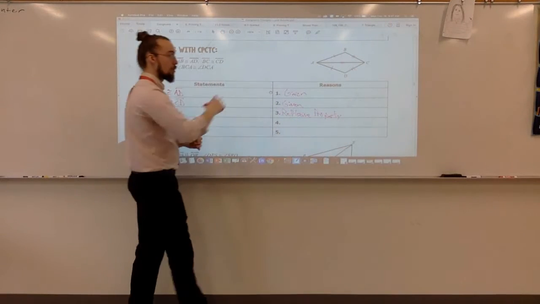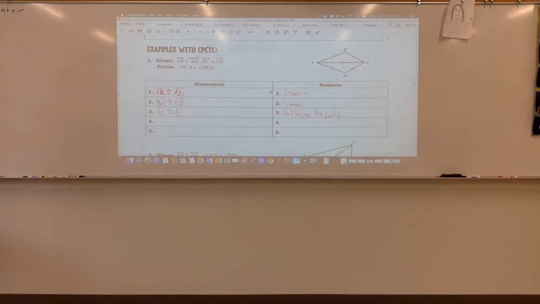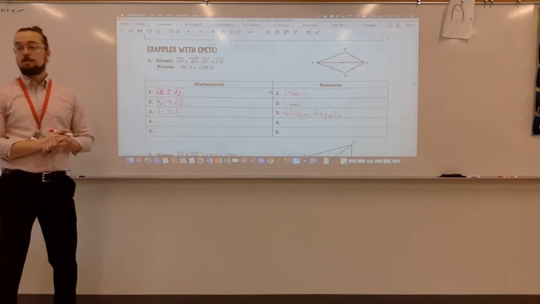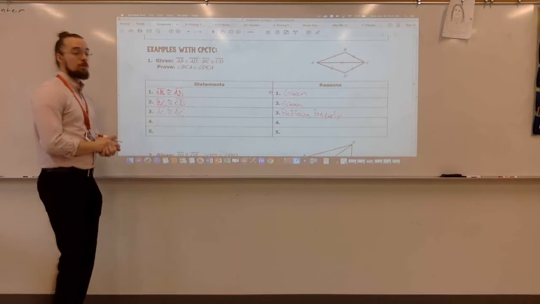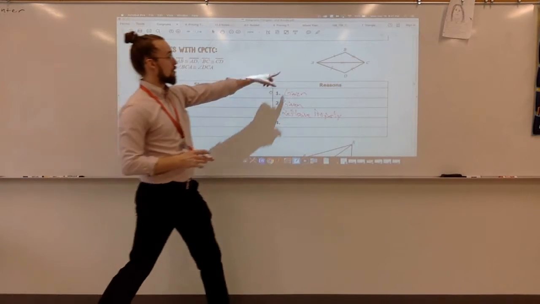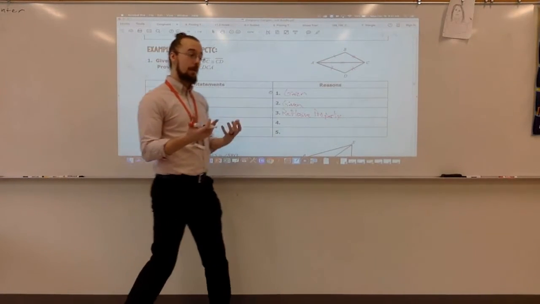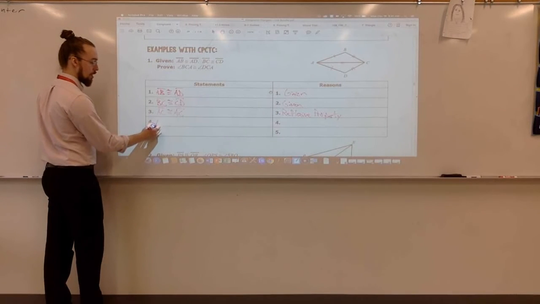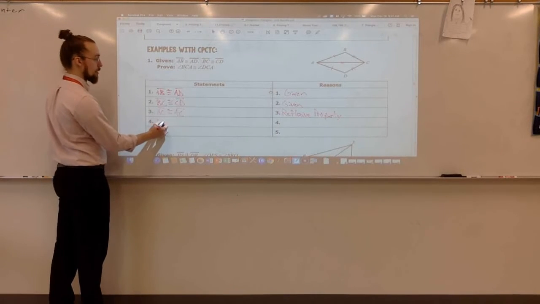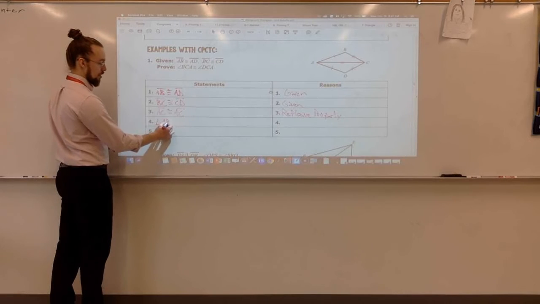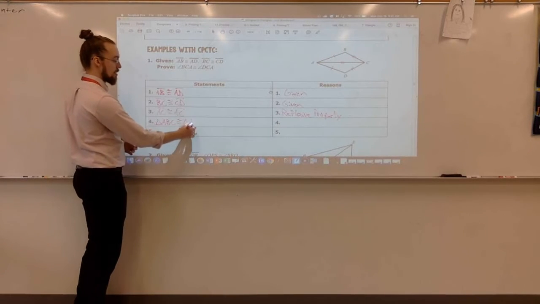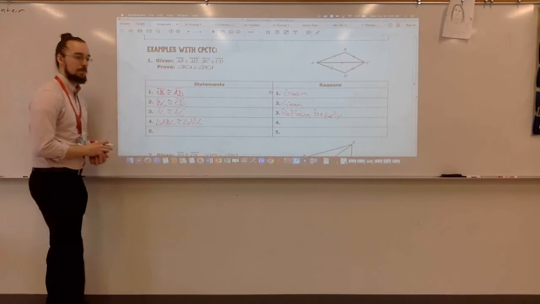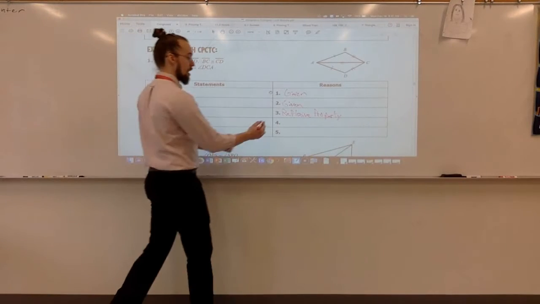So now, if I look at my picture, can I say the triangles are congruent? By side-side-side, right? I got all three pairs of sides, so we can claim that the triangles are congruent. So I can say triangle ABC is congruent to triangle ADC by SSS.